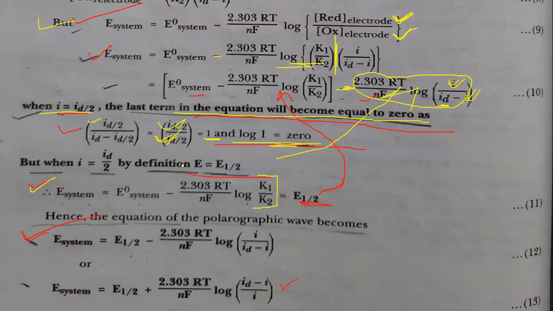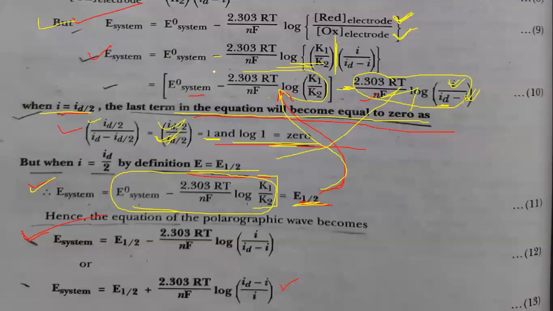But we know that as I becomes Id by 2, then E becomes E half. Now, what is the E half equation? This is E half. When your I is equal to Id by 2, then E becomes equal to E half. So put this over here.